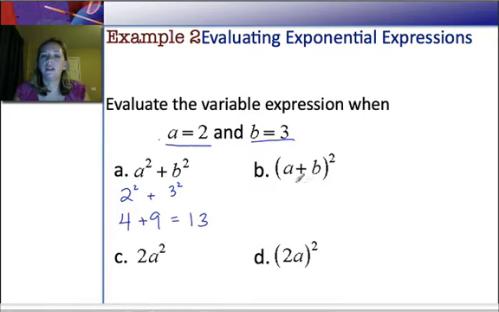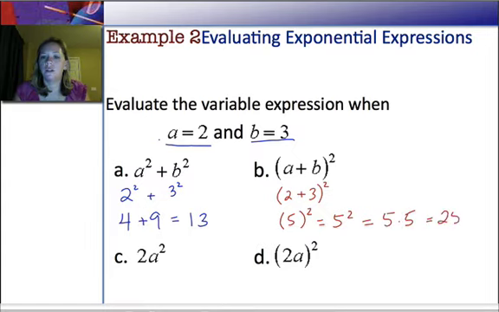Here we have parentheses around the sum a and b. So if we plug in or evaluate this expression, we would have 2 plus 3 inside the parentheses and my exponent outside. So that means first I have to add 2 and 3 and get 5. So if I write 5 in parentheses and square it on the outside, that's the same as writing just 5 squared. So that means 5 times itself, 5 times 5, which is, of course, 25.